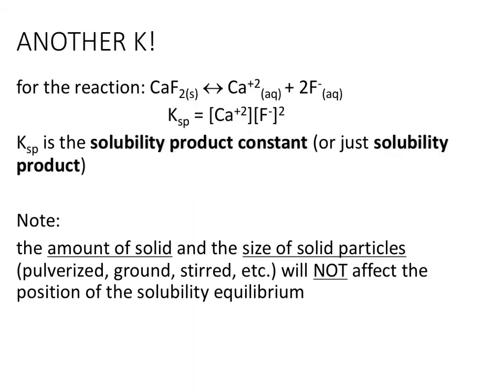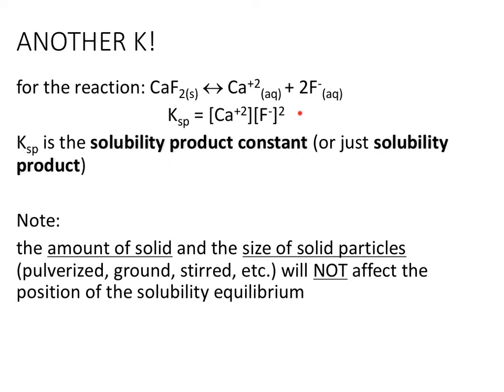So basically, guys, Ksp, or your solubility product, is a new K. What that new K is representing here is basically the solution process, or the dissolving of a salt into water. So we have CaF2 solid, breaking into its calcium 2+ ion and fluoride ions in solution.